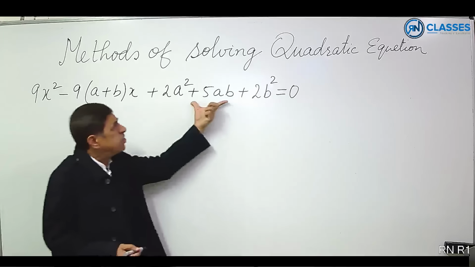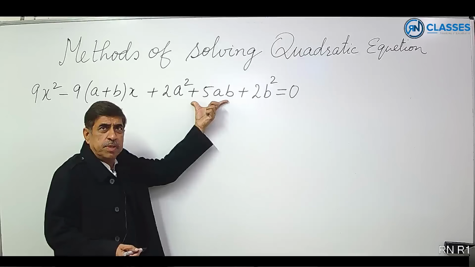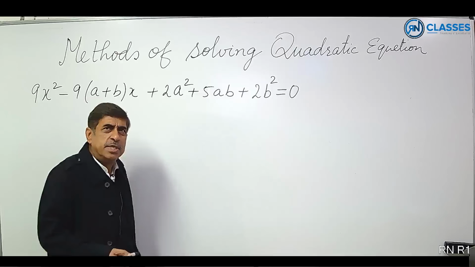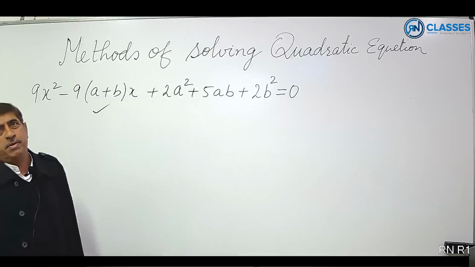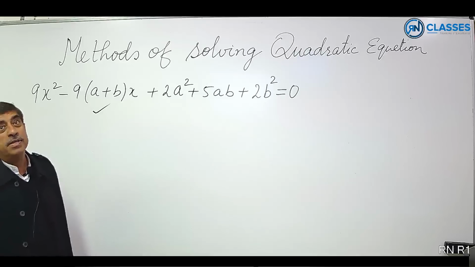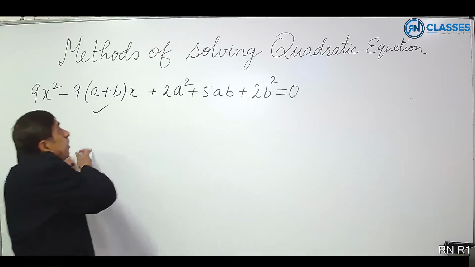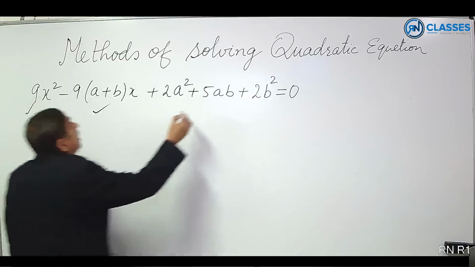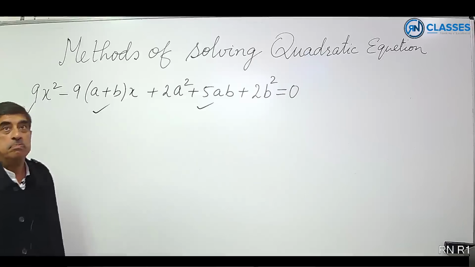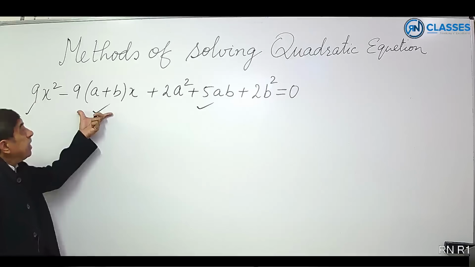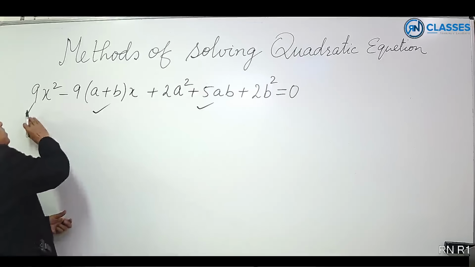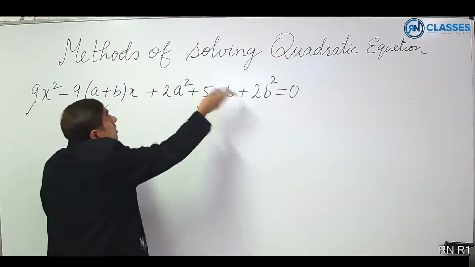And this is the constant term. Our method is, I have to split the middle term in such a way that their product turns out to be this into this. What I said, I have to split this middle term in such a way so that their product turns out to be 9 into this.